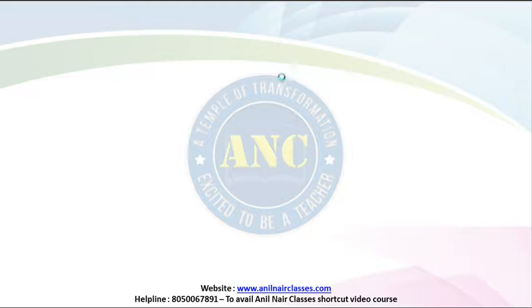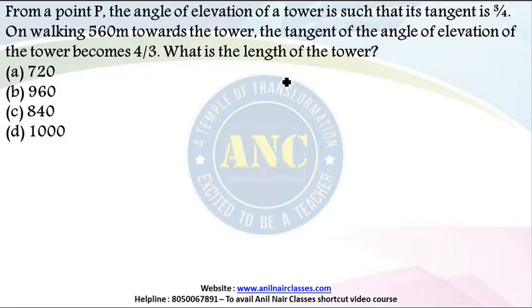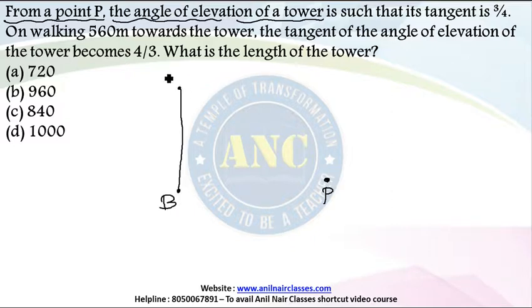Next question. See this question, again a very good question. Your question is, from a point P, okay, there is some point P. That is what we understood from the first statement. The angle of elevation of a tower. Okay, there is a tower. That is the second thing we understood. Name the tower as some name, whatever you want. I will name it as AB. The angle of elevation of a tower is such that its tangent is 3 by 4.